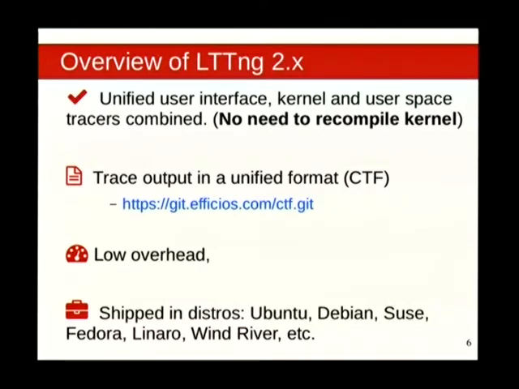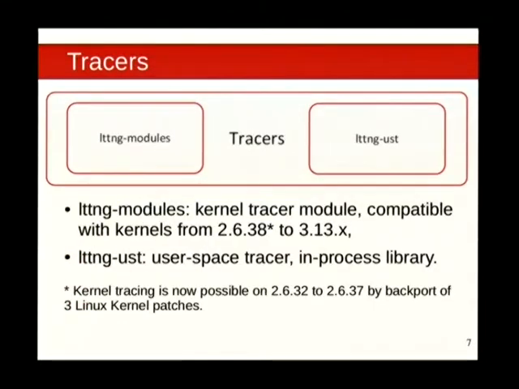So LTTng 2.x, we had 2.4 I think right now, is unified tracing. So unified tracing between user space and kernel space. As I said, low overhead. We use a common trace format called CTF, which is a tracing format. It's a binary format on disk, and then we analyze that with viewers, whatever viewers you can use. And we are now shipped in Ubuntu, Debian, Red Hat, and other distributions.